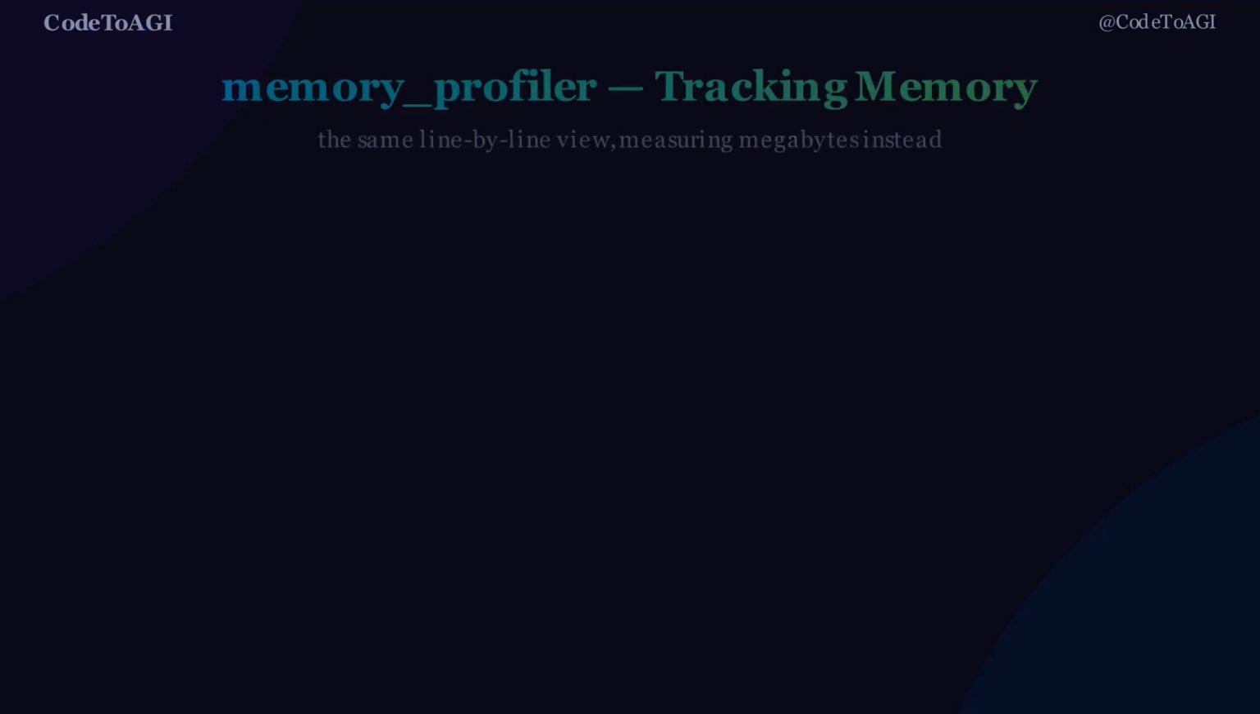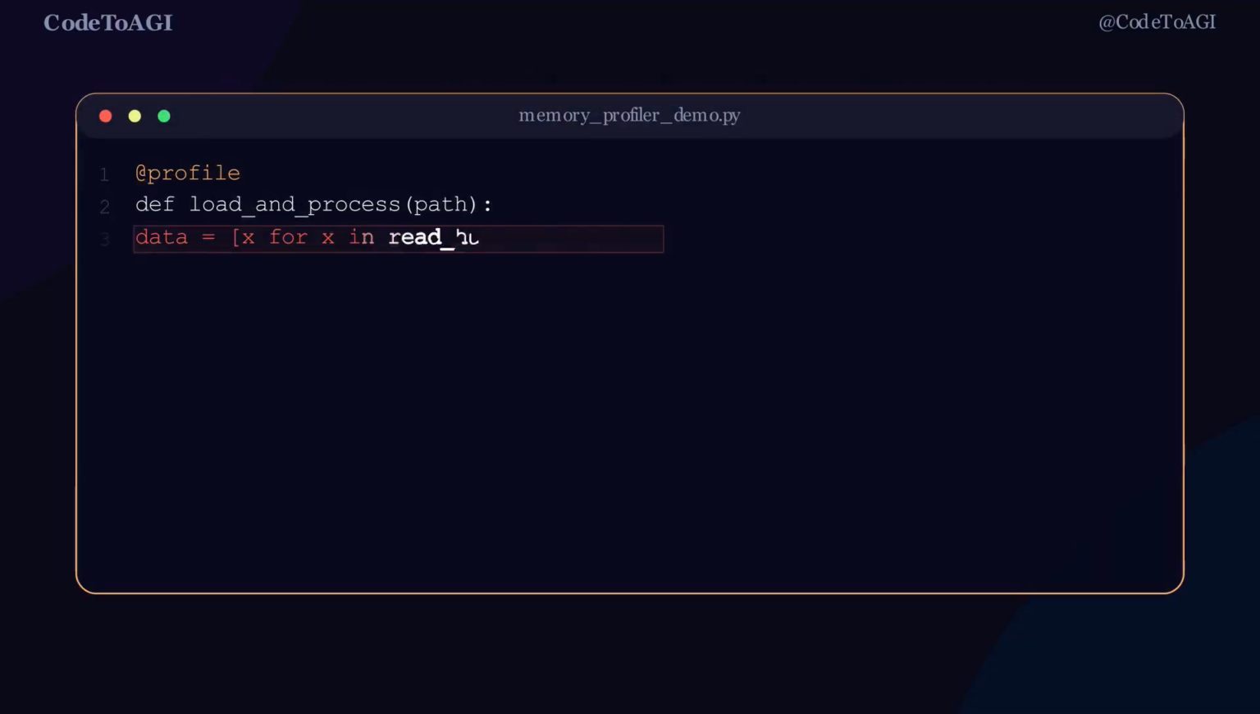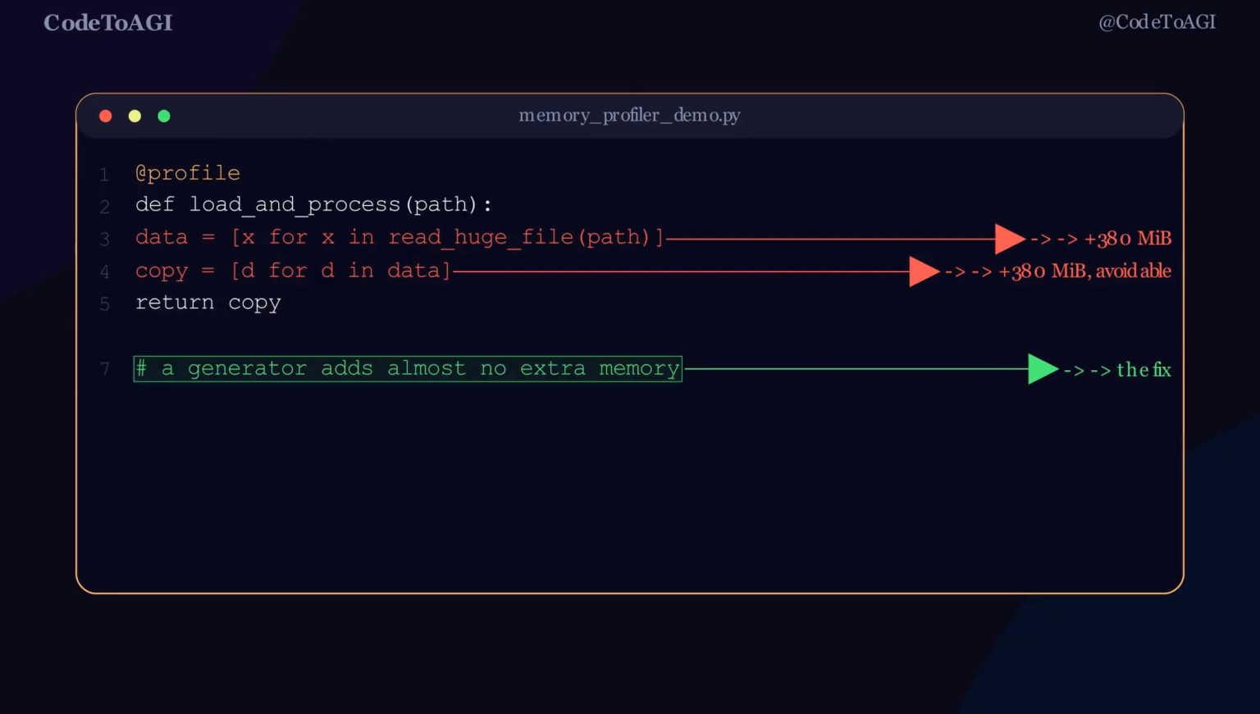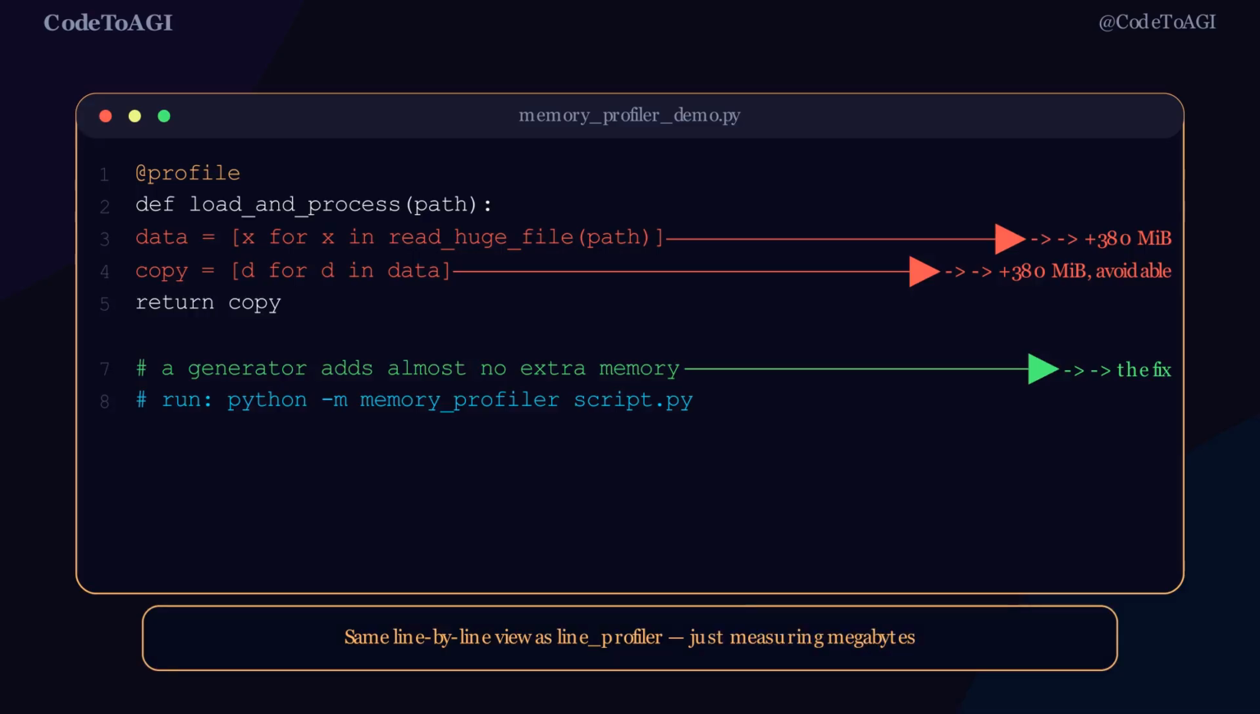Slow is not the only problem, memory matters too. Memory_profiler tracks how many megabytes each line adds. One list comprehension adds 380 megabytes instantly. A second full copy of the data doubles that cost. A generator would have used almost no extra memory. Same answer, same line-by-line view, just measuring memory.